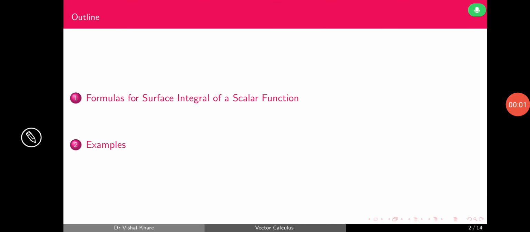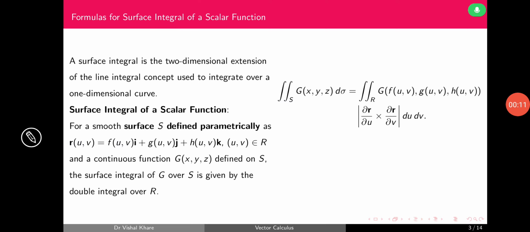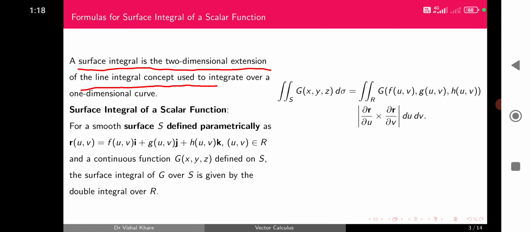In this video we are going to cover formulas for the surface integral of a scalar function and examples. A surface integral is a two-dimensional extension of the line integral concepts used to integrate over a one-dimensional curve.